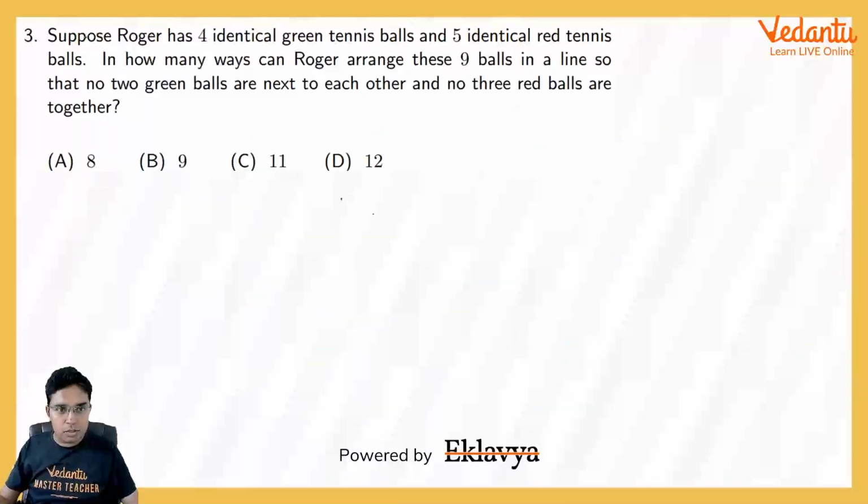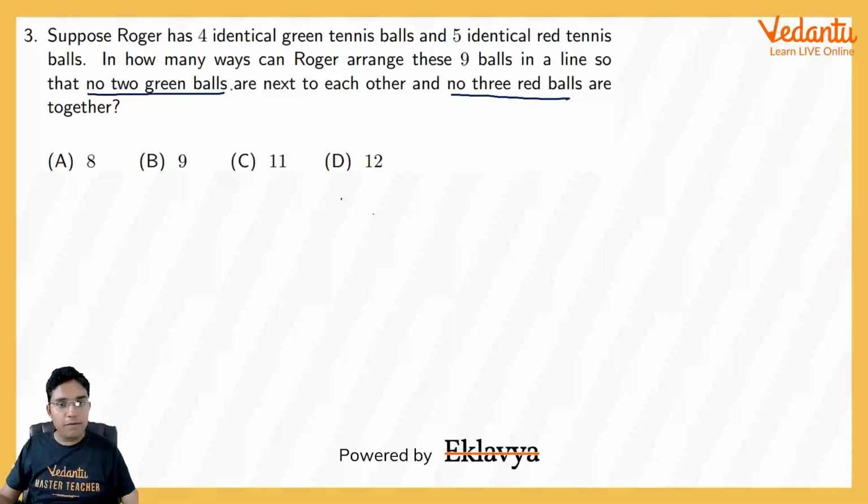Coming to question number 3, which says, suppose Roger has 4 identical green tennis balls and 5 identical red tennis balls. In how many ways can Roger arrange these 9 balls in a line so that no 2 green balls are next to each other and no 3 red balls are together?